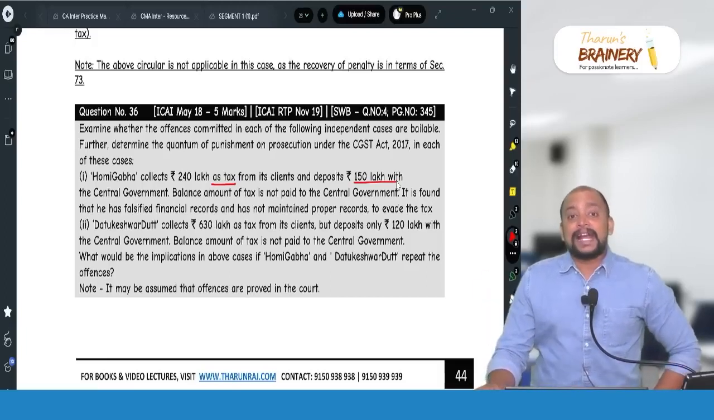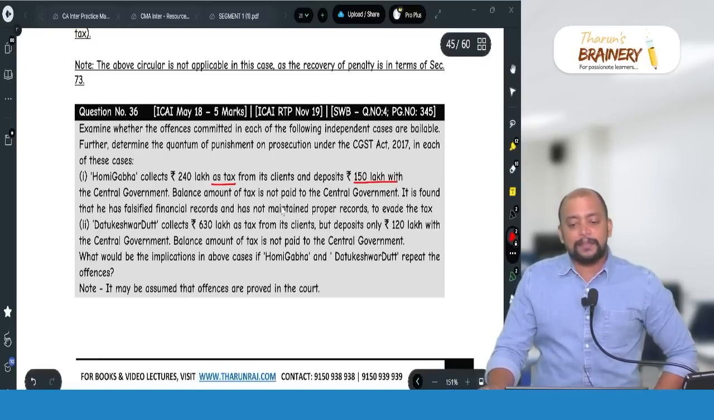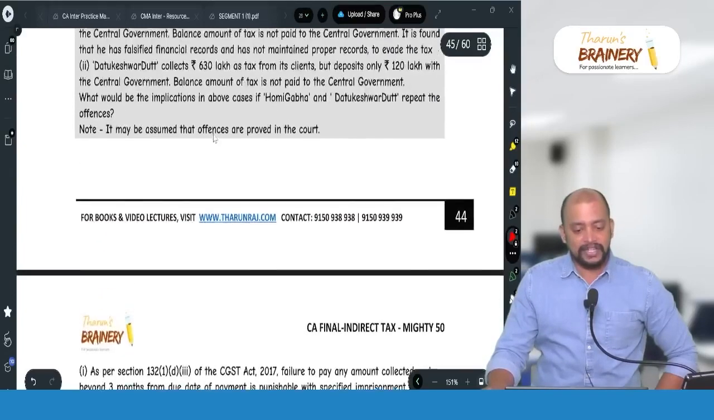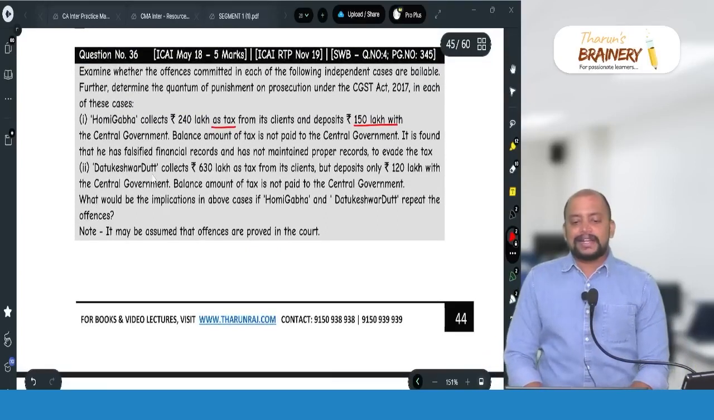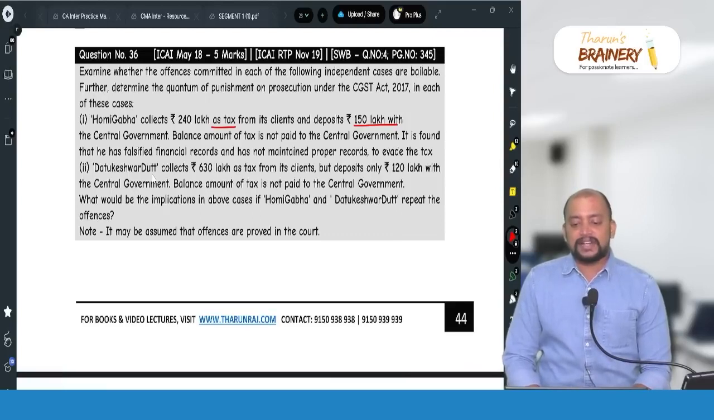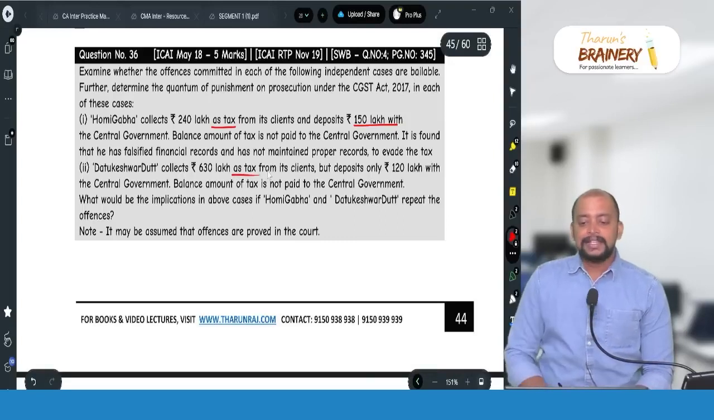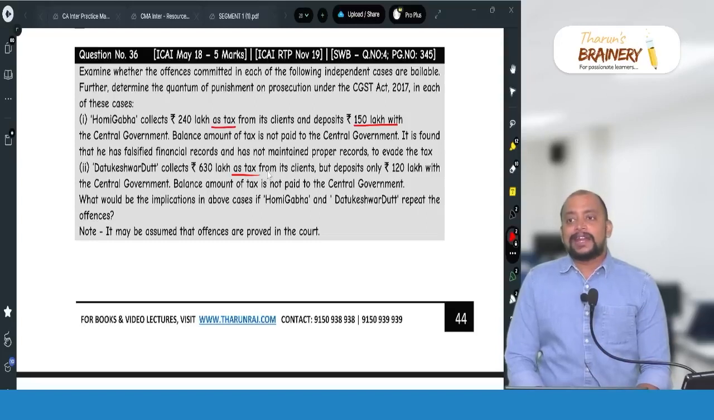However, the penalty shall be levied under 122 subsection 1, which is 10,000 rupees or 100% of the tax, whichever is higher. Okay. So, that is the answer for this. Now, second, Dattukeshwar Dutt collects 630 lakhs as tax from its clients, but deposits only 120 lakhs with the central government. Again, it is amount collected as tax. 630 minus 120, 510.